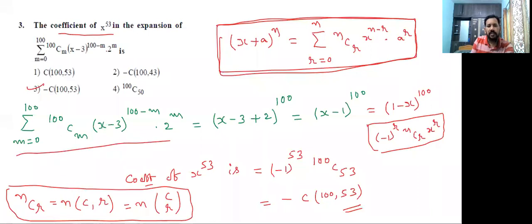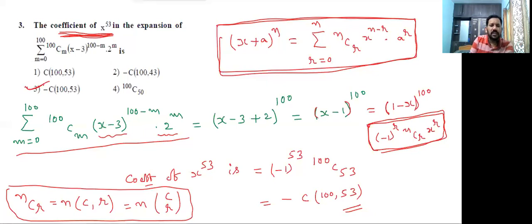Now, this is x, the first term, this is the second term. (x minus 3 plus 2) whole power 100. We got (x minus 1) whole power 100. Take minus common because the power is even. So we get (1 minus x) whole power 100. In the (1 minus x) whole power n expansion, the general term formula is (minus 1) whole power r into nCr into x power r. But in the question they are asking the coefficient of x power 53. So in place of r, take 53. N means 100, you know very well. So finally, third option is correct.